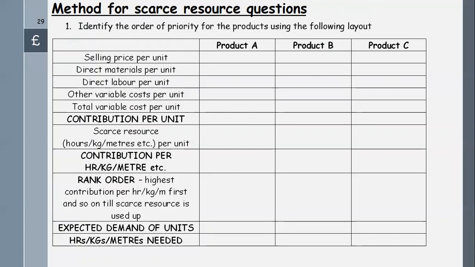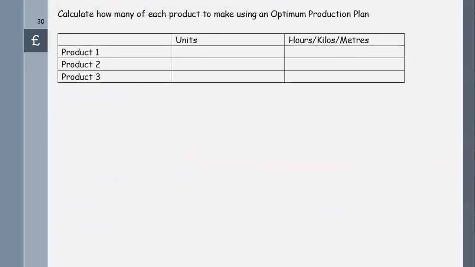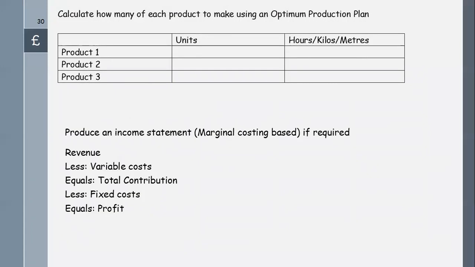We rank them in order. Then we look at how many we expect to be able to sell. Then we look at how many resources are needed. Like I said, I'll do an example to go through this. The second stage is to work out how many of each product we should make using an optimum production plan. Again, I'll go through an example. Then if we needed to, we might need to make an income statement. We know the layout for that using a marginal costing basis: start with sales, take away variable costs to get the total contribution, take away the fixed costs, and that gives us the profit or a loss if we're unfortunate.